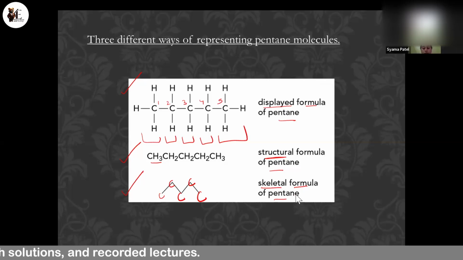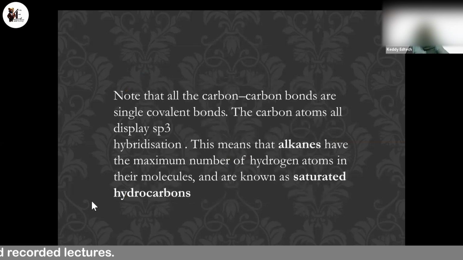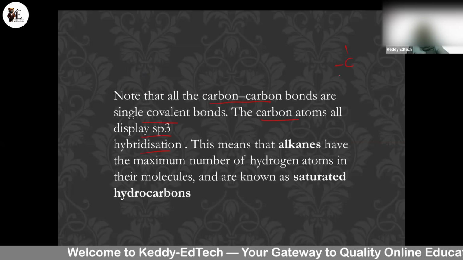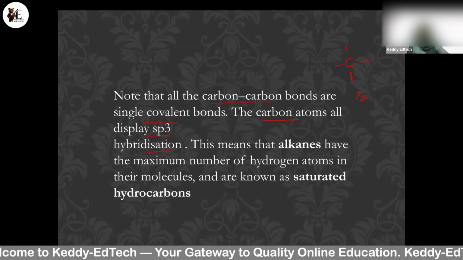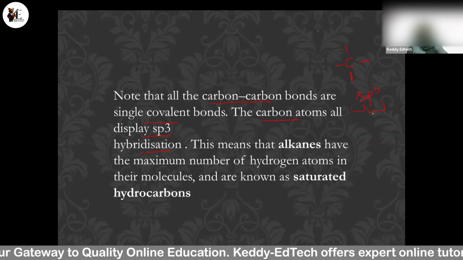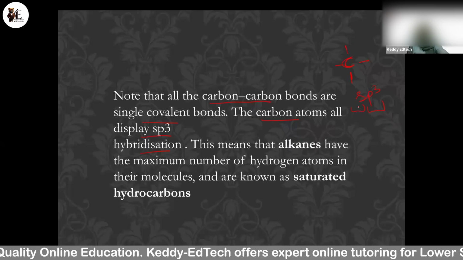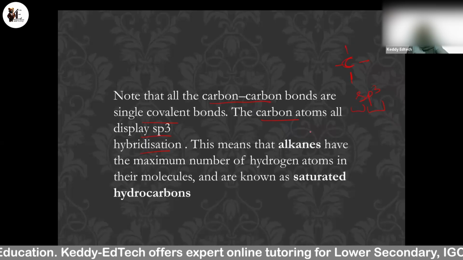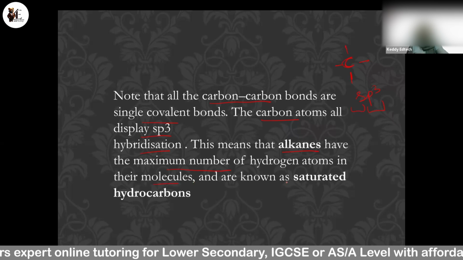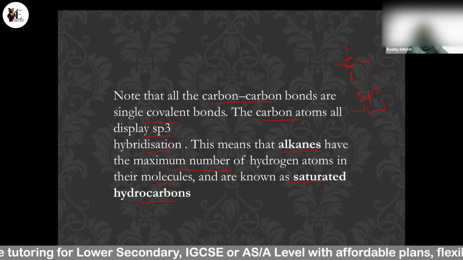Okay, so here you have to note that all the carbon-carbon bonds are single covalent bonds, right? So the carbon atoms all display sp3 hybridization. If carbon is having 4 bonds, then it shows sp3 hybridization: 1 from s and 3 from p, so the total becomes 4 sigma bonds. It means that alkanes have the maximum number of hydrogen atoms in their molecules and are known as saturated hydrocarbons.